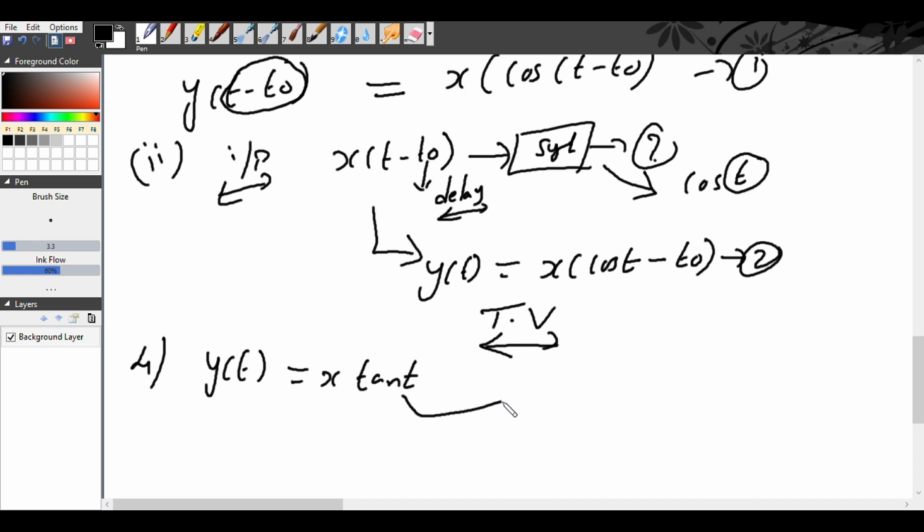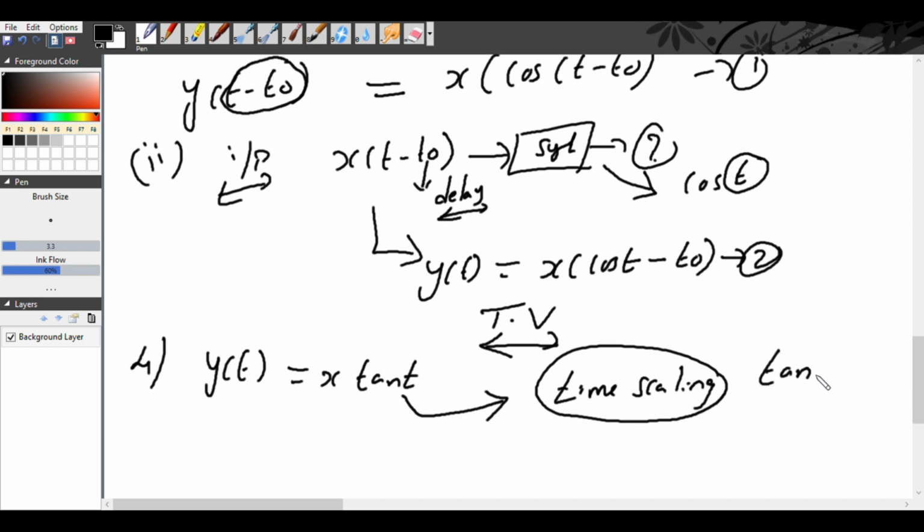From the question itself it is very obvious. This performs a time scaling. What kind of scaling it does? It is providing tan times of the t.